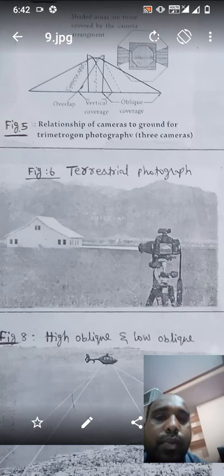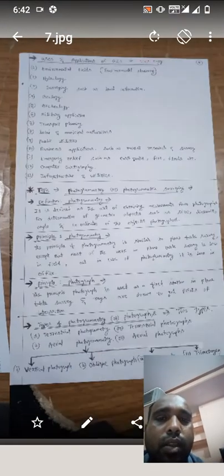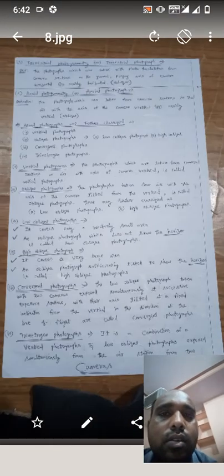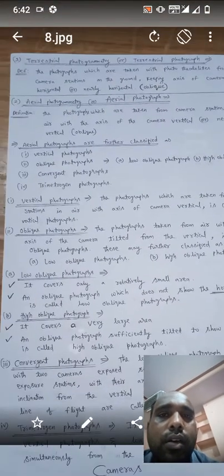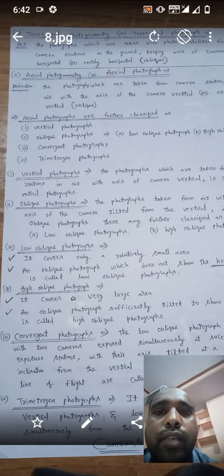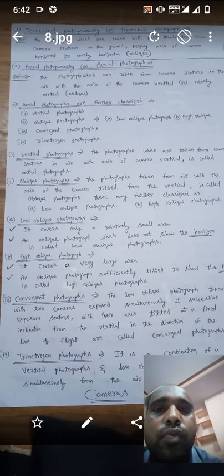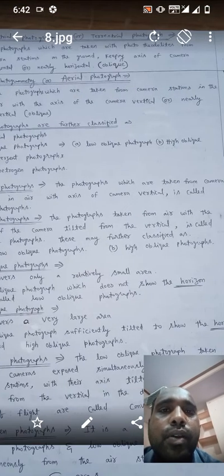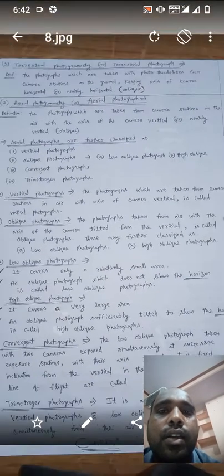So next topic here. Next, aerial photogrammetry or aerial photograph. The photographs which are taken from a camera station in the air with the axis of the camera vertical or nearly vertical, or oblique. I will show in the figure.